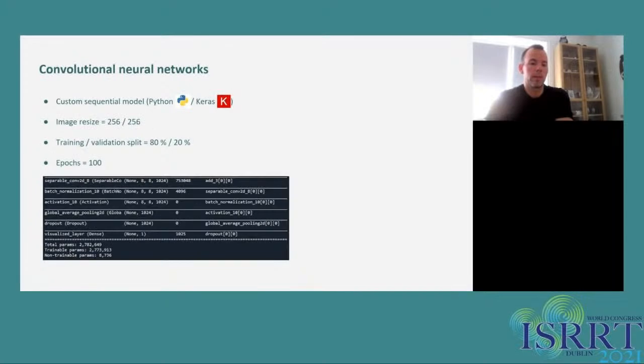We used a training and validation split of 80% and 20%, meaning that we trained on 80% of the data and evaluated on 20% of the data. Then we used 100 epochs, meaning that each dataset went through the neural network 100 times.